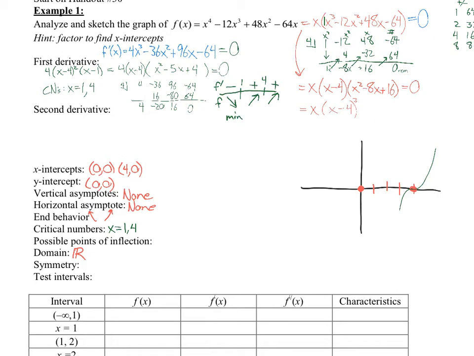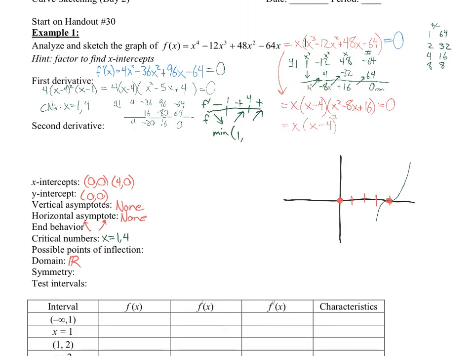So the min is at 1, and if I plug that into the original function, I have 1 minus 12 plus 48 minus 64. So let's see, a negative 76 plus 48 is a negative 28, plus 1 is negative 27. So that's going to be my min point. The plateau is at 4, 0. It's not an asymptote, it actually is defined there at 4, 0.